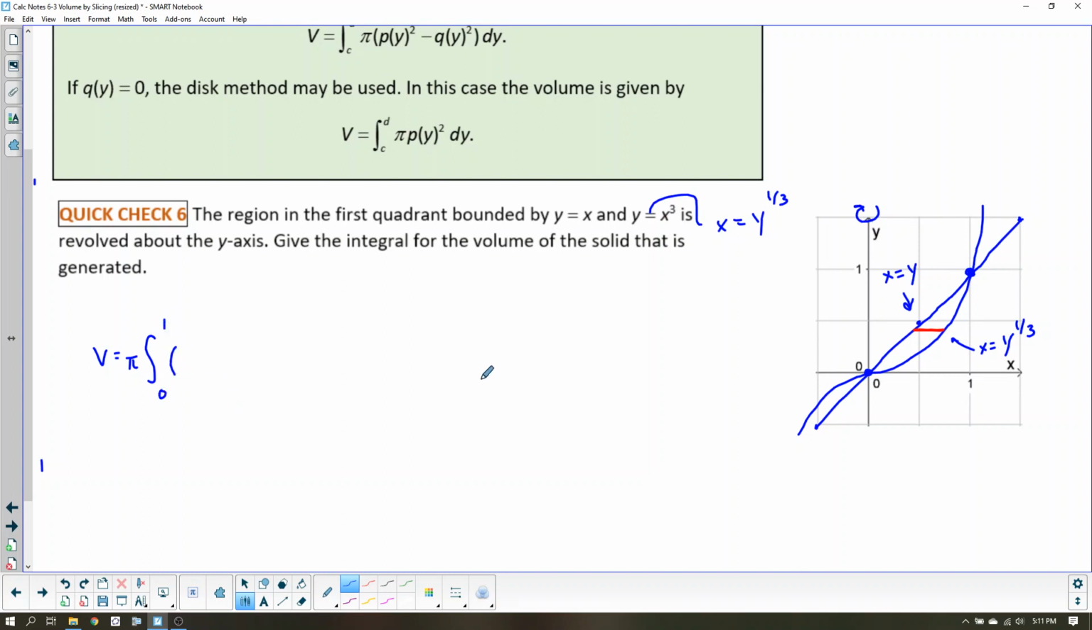Then outer radius squared. Outer radius is the one that's the further away from the y-axis, so cube root squared. So y to the 1/3 squared minus inner radius, which would just be y squared. Outer radius squared minus inner radius squared. You could simplify that, but let's just go to the answer. Didn't actually ask for the answer, I don't think, but that comes out to 4 pi over 15.